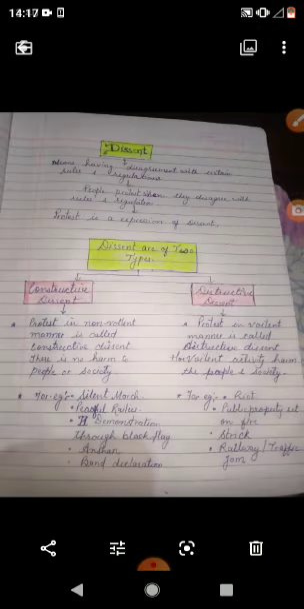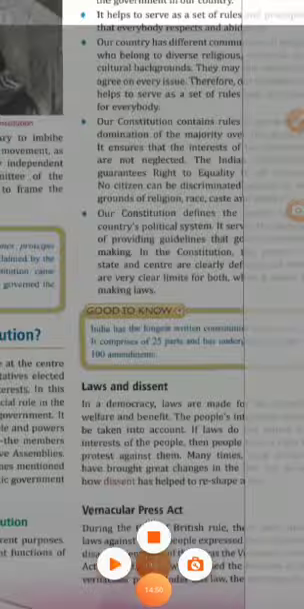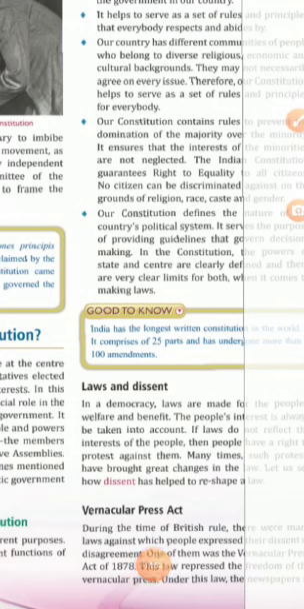So I hope you understand the meaning of dissent and its types. Now let's discuss the examples which are given here.